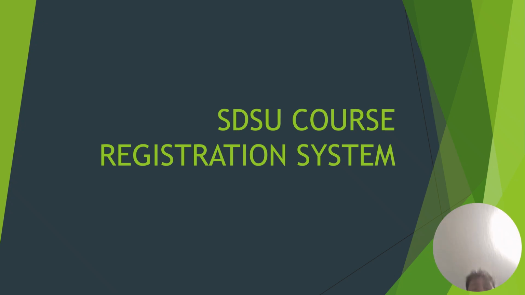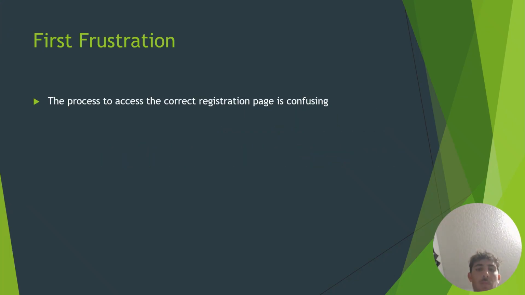about the South Dakota State University course registration system, and just some of the problems or frustrations that some of the college students have here on this campus when they're using this system. First frustration I want to talk about is the process to access the correct registration page and how it's a little bit confusing and it's a lot of steps.